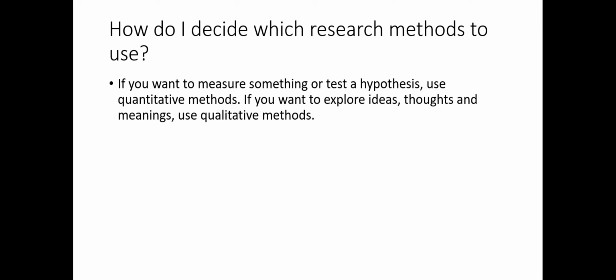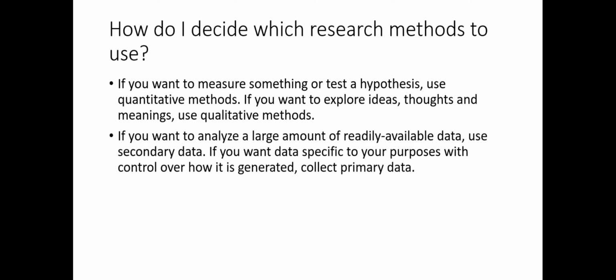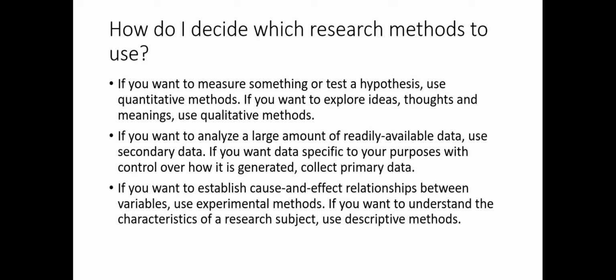If you want to explore ideas, thoughts, and meanings, use qualitative methods. If you want to analyze a large amount of readily available data, use secondary data. If you want data specific to your purposes with control over how it is generated, then use primary data. If you want to establish causality between variables, use experimental methods. If you want to understand the characteristics of a research subject, just use descriptive methods.